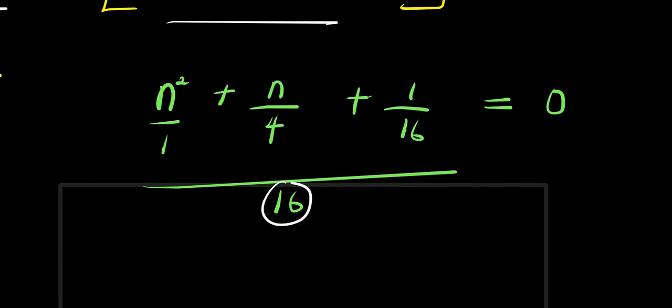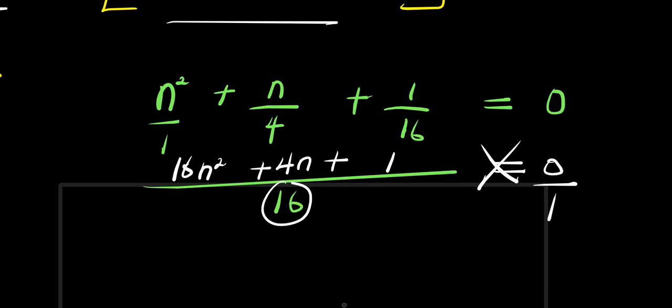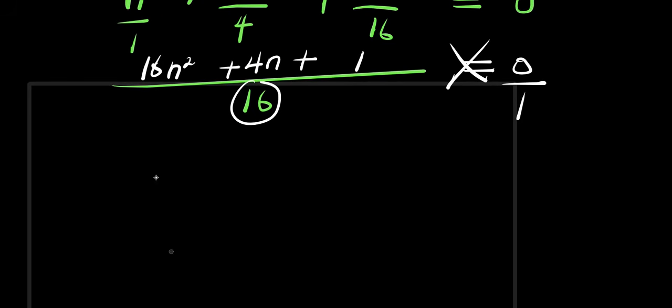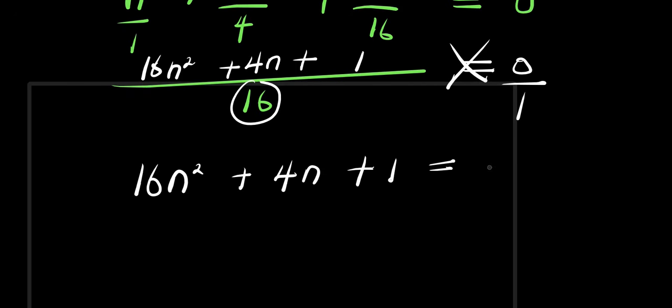I have 16 divided by 1, 16 times n squared, plus 16 divided by 4 times n, 4n, plus 16 divided by 16, 1 times 1, I have 1. And this equals 0. So this is over 1. I cross multiply. From here, I have 16n squared plus 4n plus 1 equals 16 times 0. That is 0. So I'm going to solve this quadratic equation.